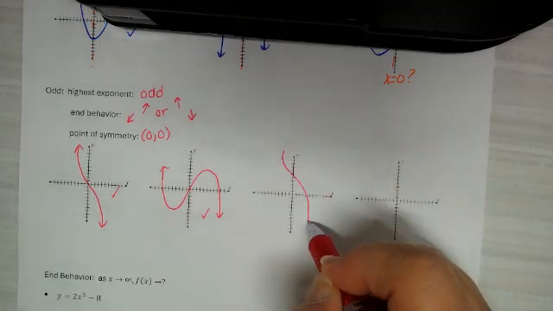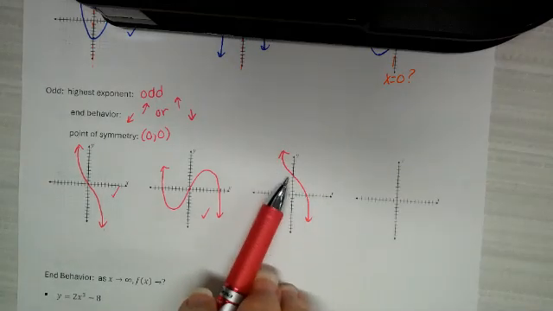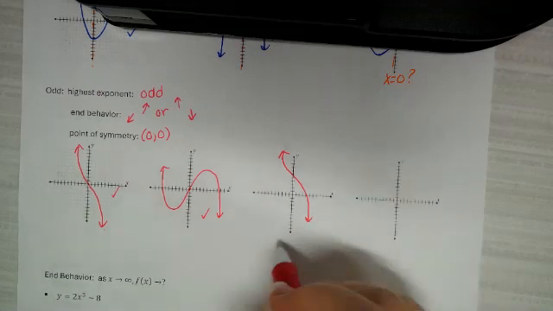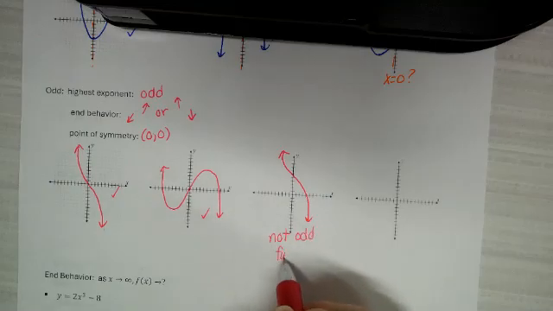Now if I took something like this, notice that the ending arrows are going different directions, but did this go through 0, 0? It did not. So this is an odd degree, but not an odd function.